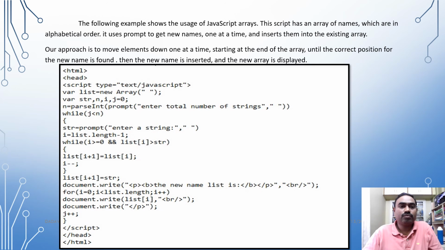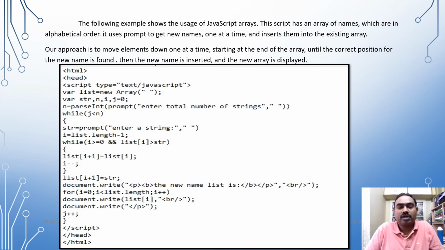Then you can take one more variable, string variables n and i, j equals 0. You use prompt to give the input values. You can observe the prompt, enter the total number of strings. Whatever string it accepts, it is converted into an integer with parseInt, then assigned to the n value. Then you can apply the logic: while j less than n.